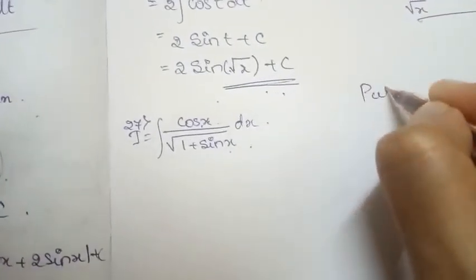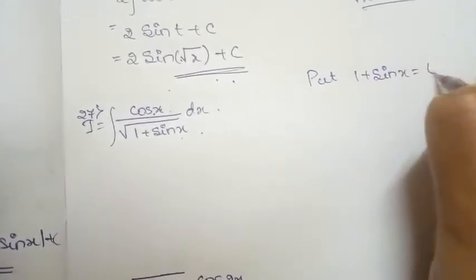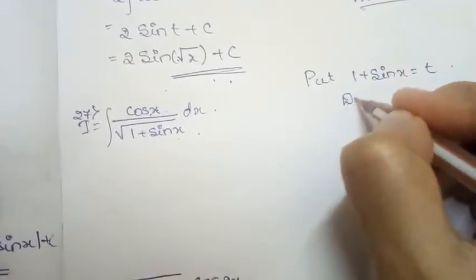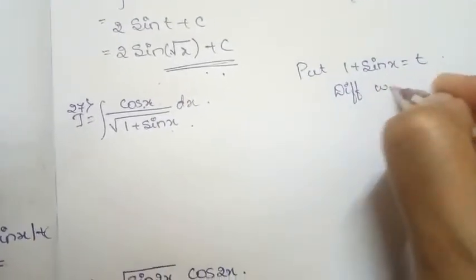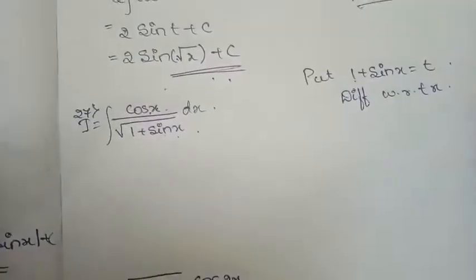So what I will substitute here is, I'll put 1 plus sin x equal to t. Then I will differentiate this with respect to x. So what happens? Differentiation of 1 is 0.